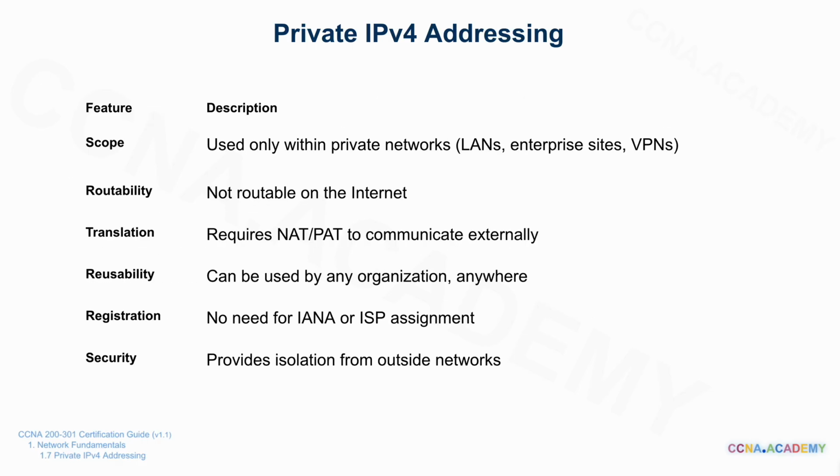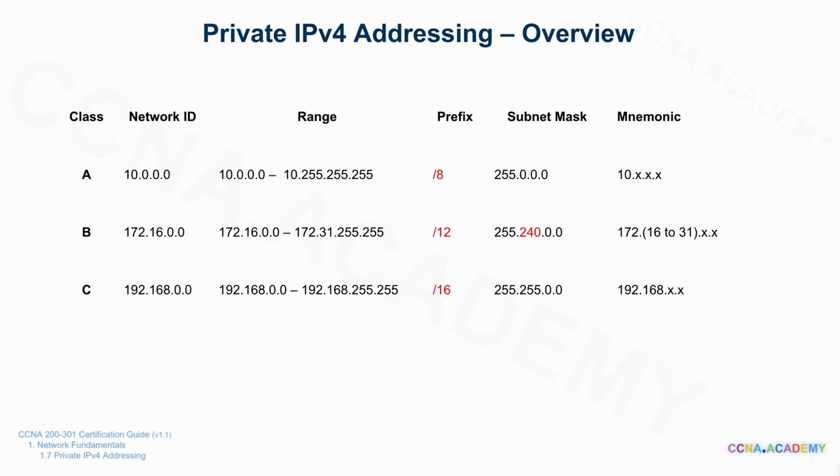Private IP addresses are used only inside local networks. They aren't routable on the internet and need NAT to reach external sites. Any organization can reuse them without registration, and they add a layer of security by isolating internal devices from the public internet. There are 3 private IP ranges defined by RFC 1918.